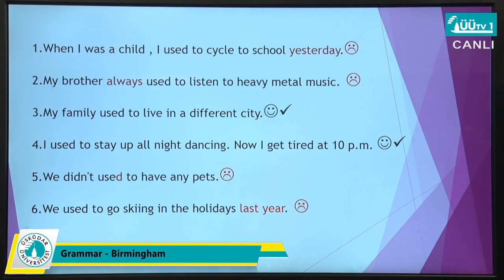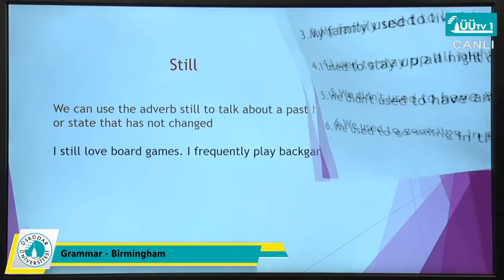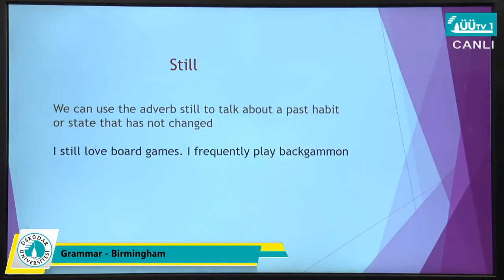Okay, that's all about it. But the last point I'd like to mention is about still. Here it says that we can use the adverb still to talk about a past habit or a state that has not changed. I still love board games. I frequently play backgammon. Okay, backgammon is a board game. So I still love board games. I frequently play backgammon. Okay, that's it.